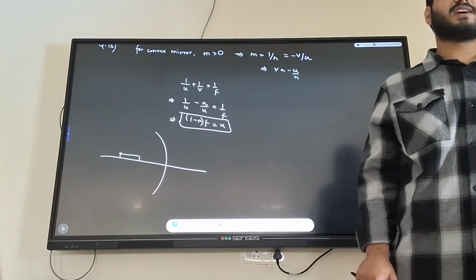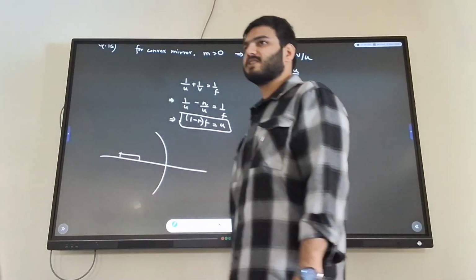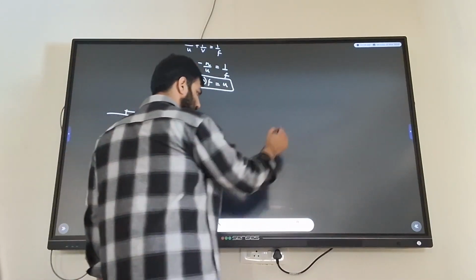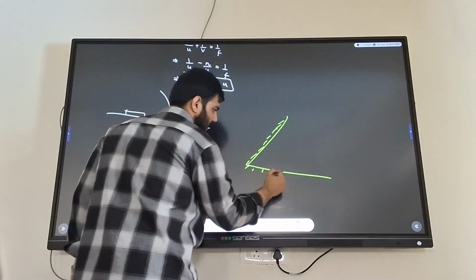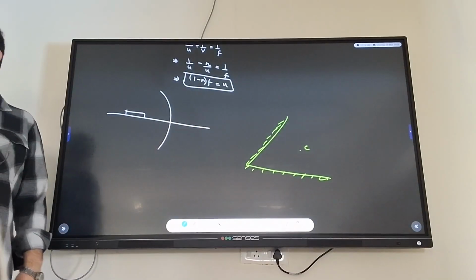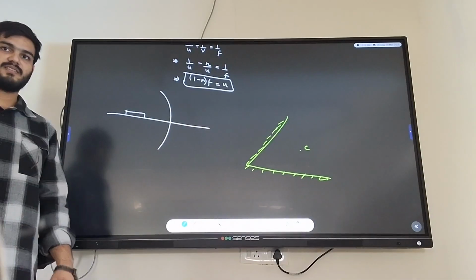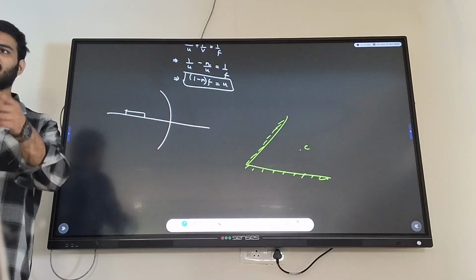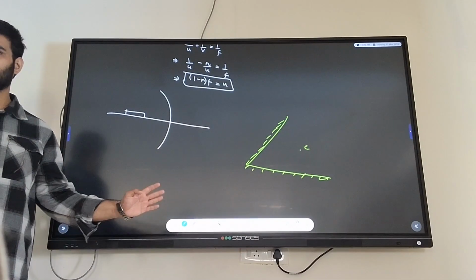There is another topic which I left from plane mirrors: the number of images formed by multiple mirrors. Let's say you have a situation like this, and I place my candle here. How many images will be formed, and where? The number is 360 by theta, and minus 1 if 360 by theta is even. Something like that. I will discuss those cases later.